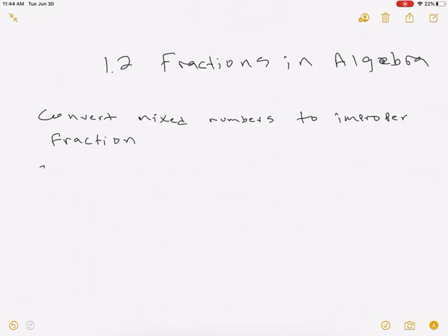So let's get started. We have the mixed number 3 wholes and 4/5. The way we do this is by first multiplying 3 times 5. Then we add 4 over the same denominator. So 3 times 5 is 15 plus 4 gives us 19 over 5. So this right here is called the improper fraction.